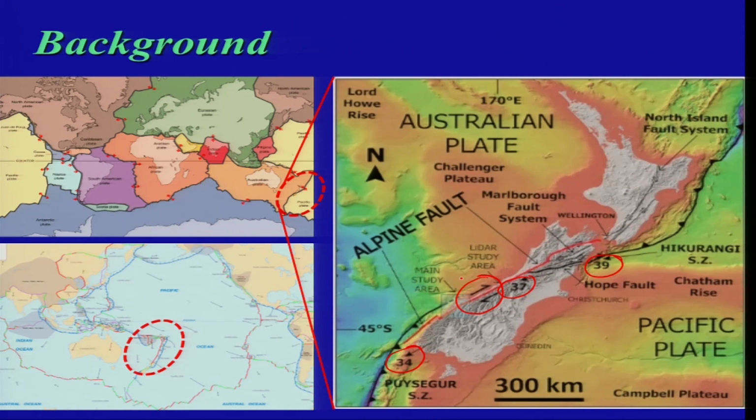So, it is an oblique subduction which is going on here. But these numbers which are being shown here, 34, 37, 39, are quite high. Because if you take the Himalayas, we have hardly 21 to 22 millimeter per year across the Himalayas.